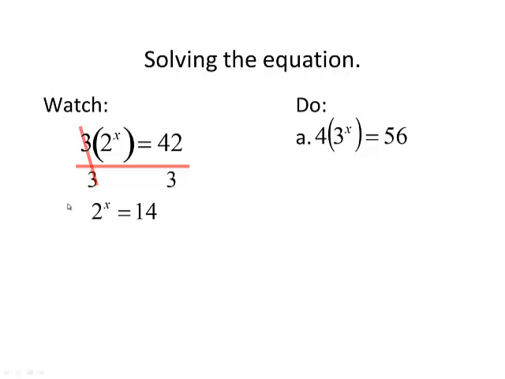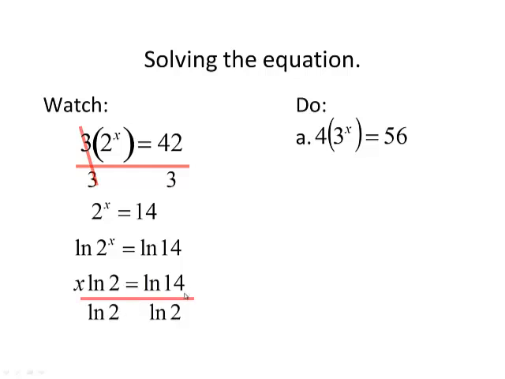Now you're just going to use a log function to bring that out of the exponent. Divide both sides by a natural log of 2, cancel that, and you get x is approximately 3.807. Now you finish this one.